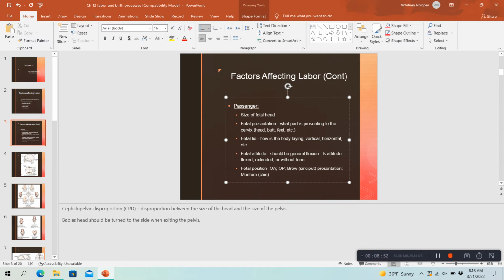So your baby in utero is all flexed around themselves, and then as they come down through the pelvis, their legs will straighten out at the end. But flex is what we want.